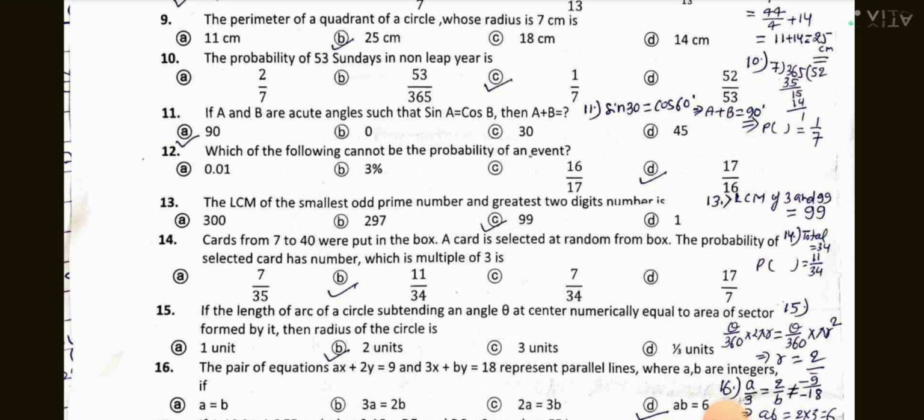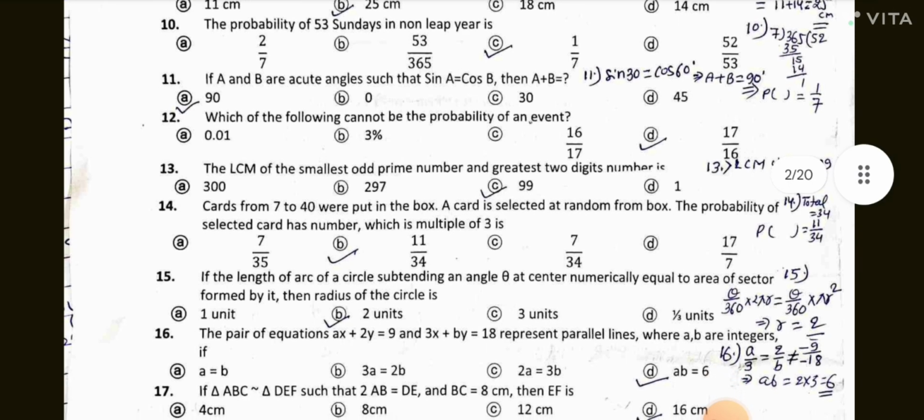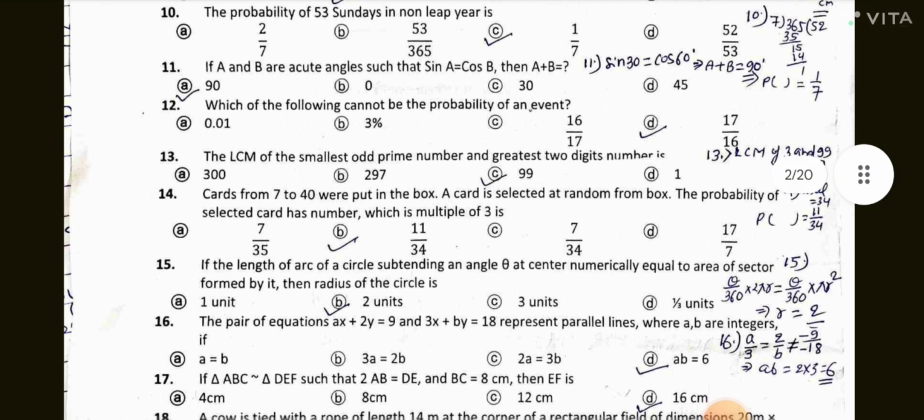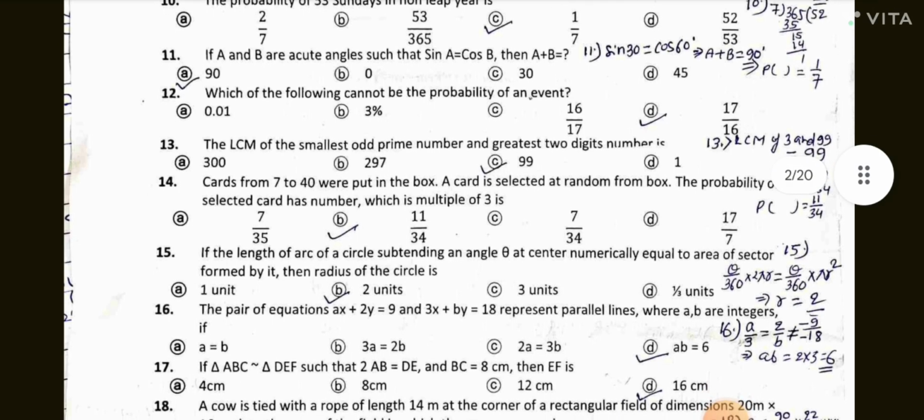Question 12. Which of the following cannot be the probability of an event? We know that the probability of an event is from 0 to 1. Here 17 by 16 is greater than 1. So the right option is D, 17 by 16. Question 13. LCM of the smallest odd prime number, that is 3, and the greatest two-digit number, that is 99. The LCM of 3 and 99 is 99. So the right option is C, 99.